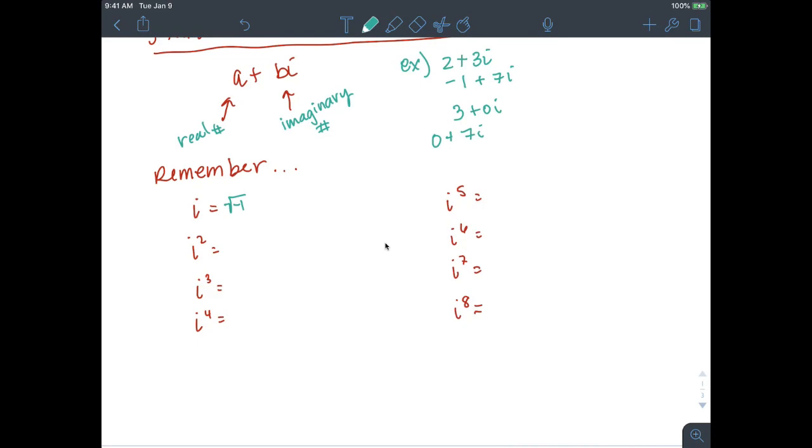And so i squared would be the square root of negative 1 times the square root of negative 1. And when you square a square root, the square root goes away and gives you negative 1. i cubed would be the square root of negative 1 cubed, which we can break up as the square root of negative 1 squared times the square root of negative 1. So the square root of negative 1 squared is negative 1 times the square root of negative 1, which is i. That's i. So this would be negative i.